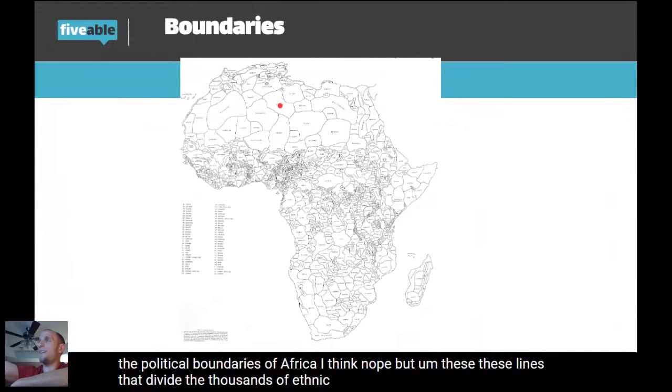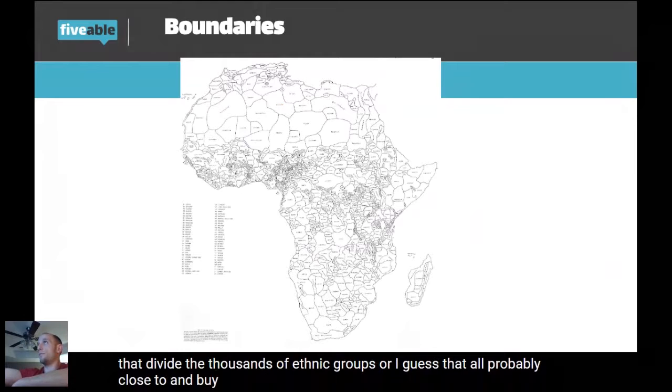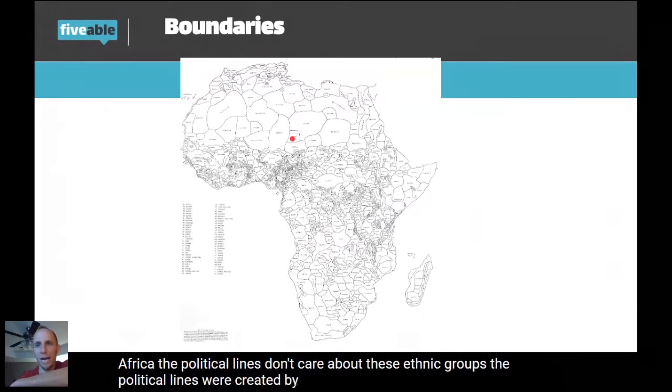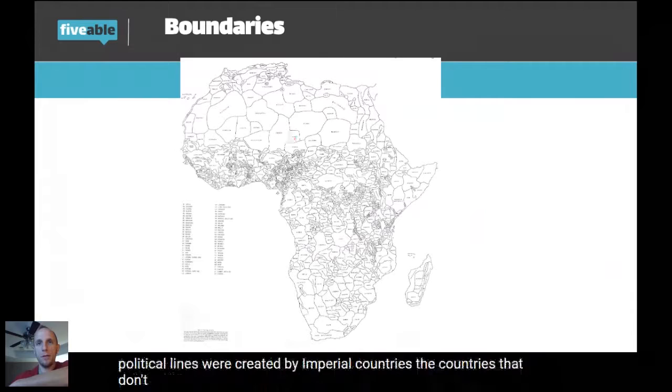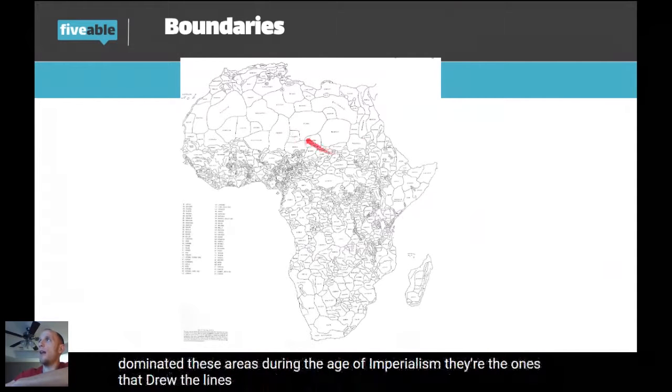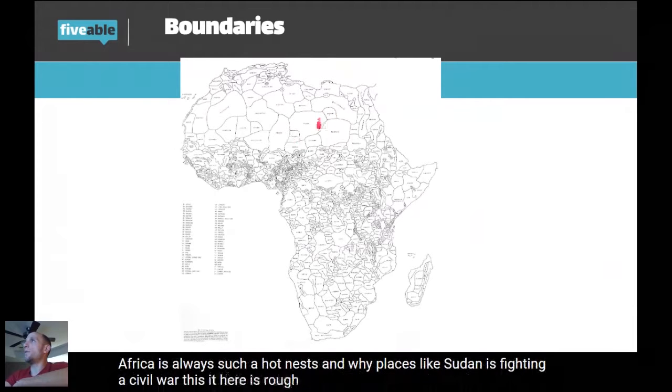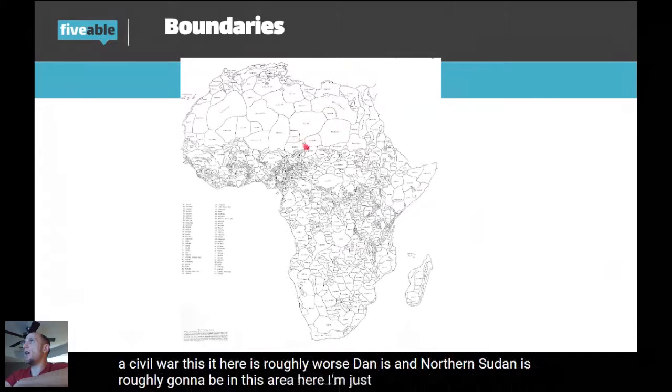But these lines divide the thousands of ethnic groups, or by some counts, over 1,000 ethnic groups that live in Africa. The political lines don't care about these ethnic groups. The political lines were created by imperial countries, the countries that dominated these areas during the age of imperialism. They're the ones that drew the lines that exist today for these countries. You wonder why Africa is always such a hot mess, and why places like Sudan are fighting a civil war. This here is roughly where Sudan is. And northern Sudan is roughly going to be in this area here.